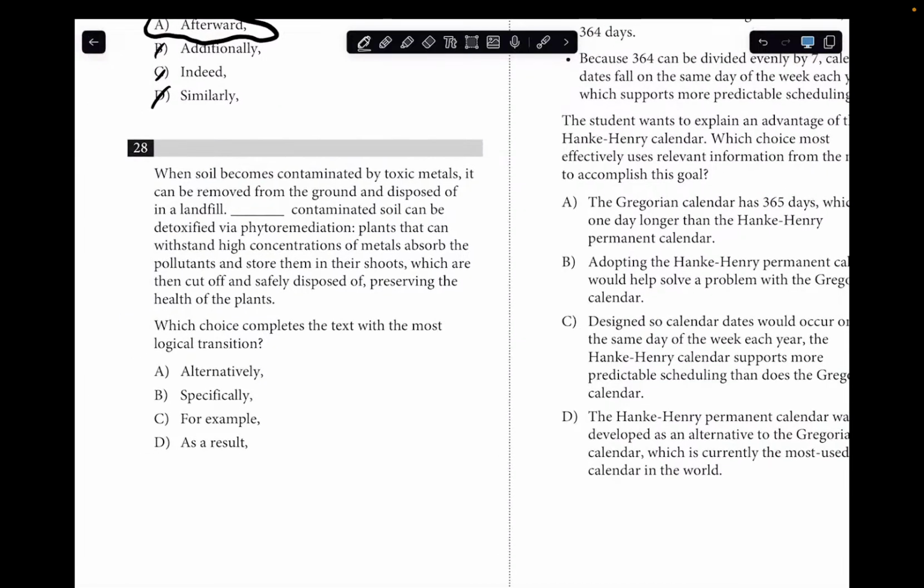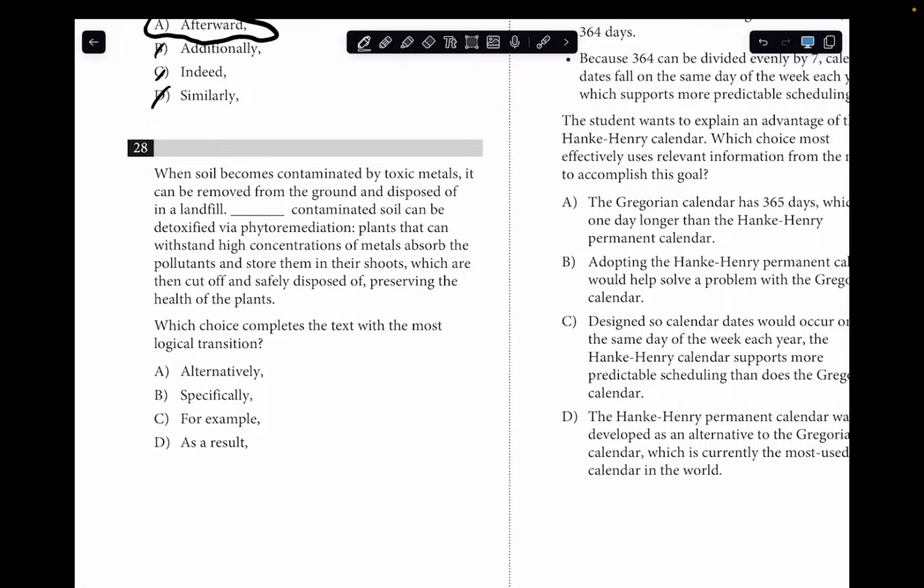28. When soil becomes contaminated by toxic metals, it can be removed from the ground and disposed of in a landfill. Blank, contaminated soil can be detoxified by phytoremediation, plants that can withstand high concentration of metals, absorb the pollutants, and store them in their roots, which are then cut off and safely disposed of, preserving the health of the plants.